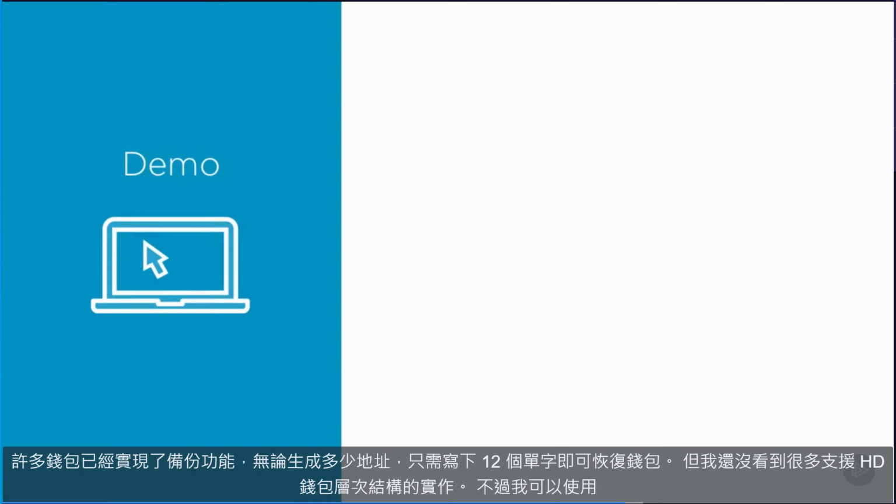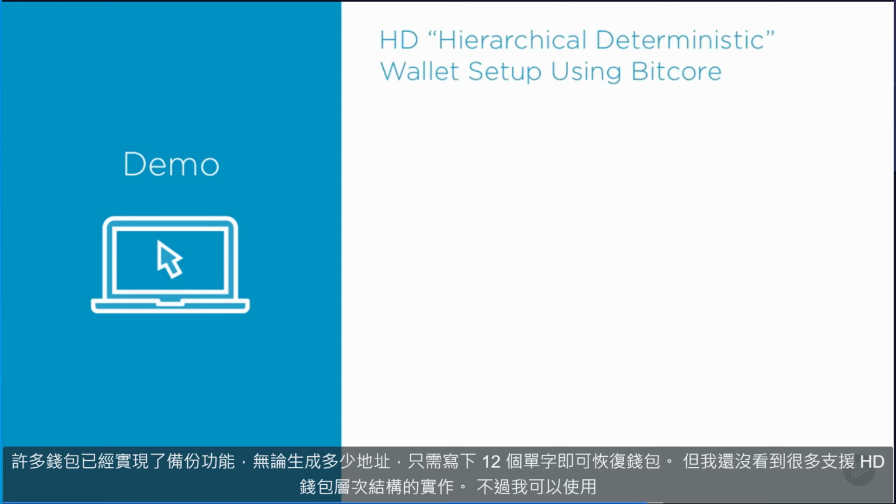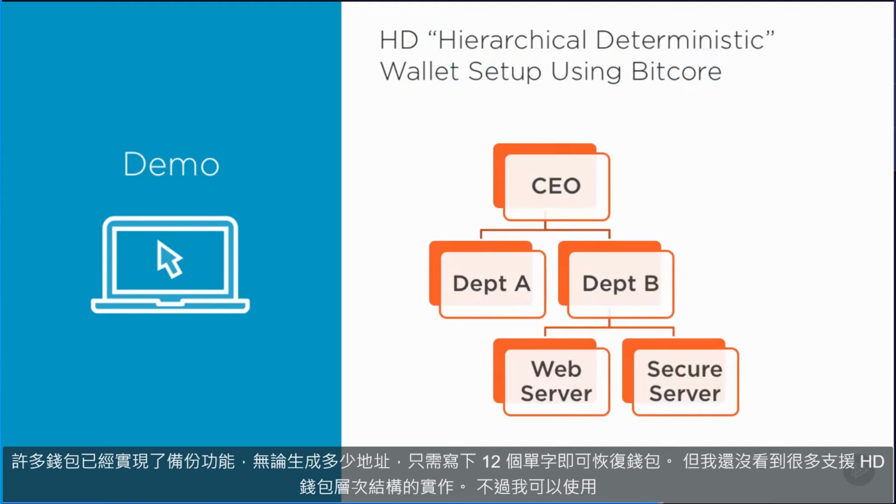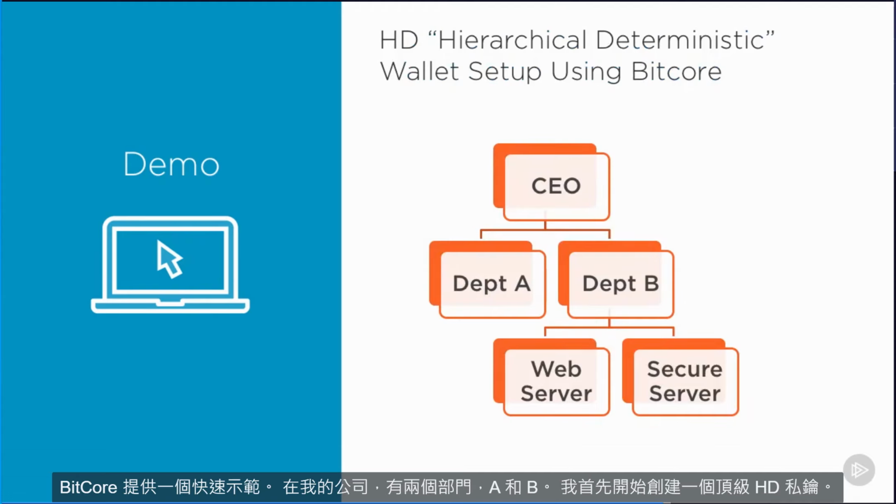Many wallets have already implemented the backup feature of just having to write down 12 words to recover a wallet, no matter how many addresses you generate. But I haven't seen many implementations that support the hierarchy part of HD wallets. I can provide a quick demo using Bitcore, though.